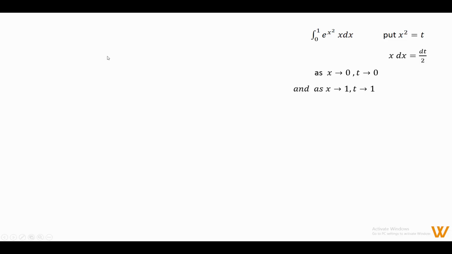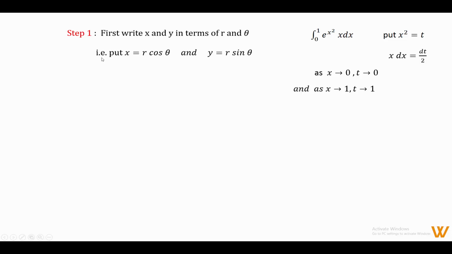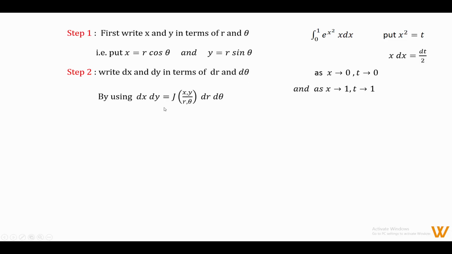There are three steps. First step, write down x and y in terms of r and theta. By using the formulas, put x equal to r cos theta, y equal to r sin theta. Second step, find the value of dx dy in terms of dr d theta. Step number 2, write dx dy in terms of dr d theta. Use the formula dx dy equals the Jacobian of x, y with respect to r, theta, dr d theta.